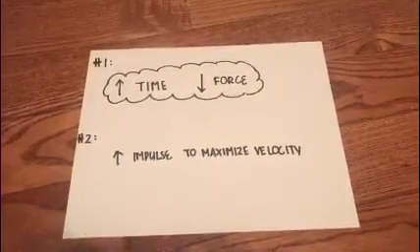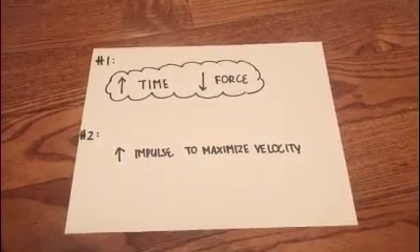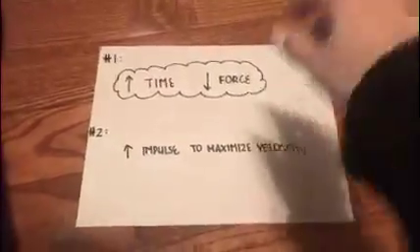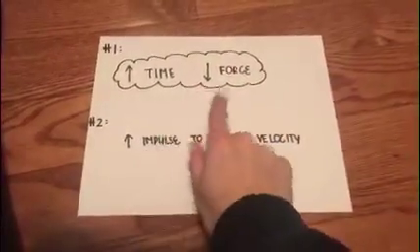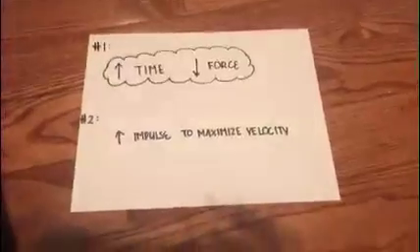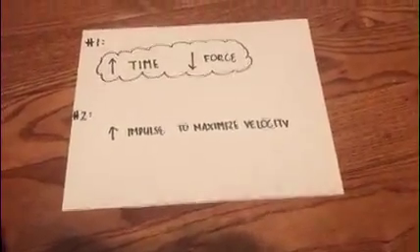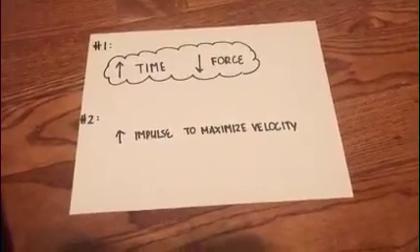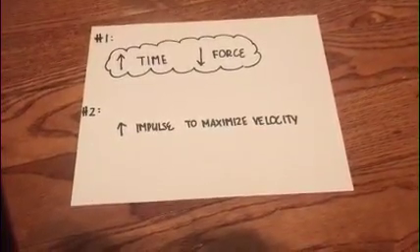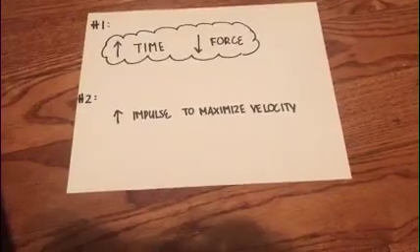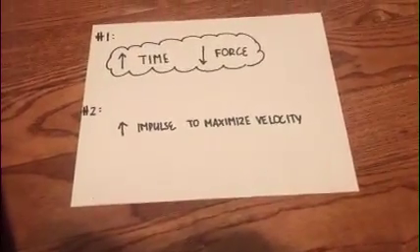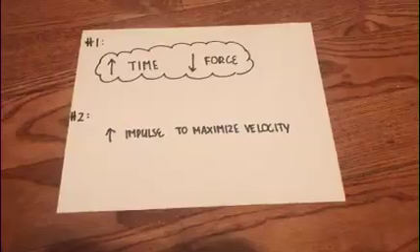There are two main applications to the impulse-momentum relationship. The first application involves increasing the time to decrease the force. This one is important in sports performance and also in preventing injuries. The second application is increasing impulse as a whole, so increasing the force and the time to maximize velocity. This one's important in sports performance.